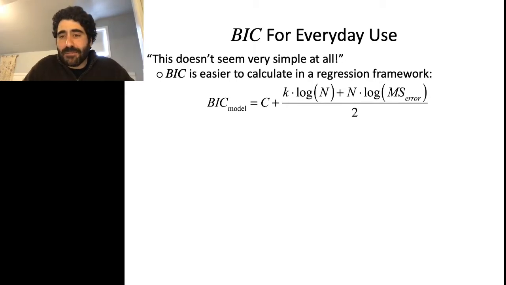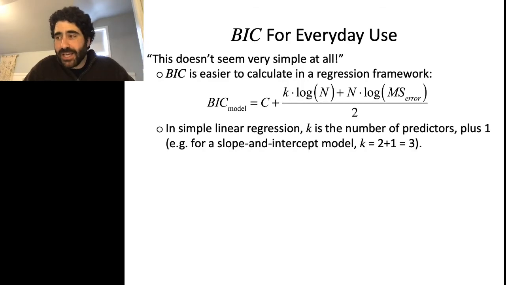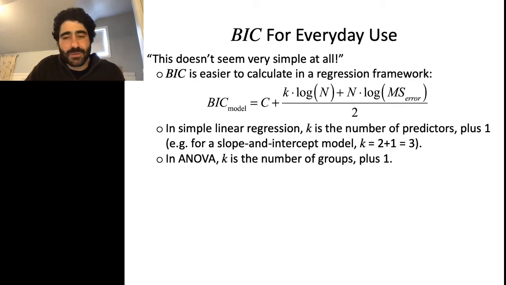First, let's talk about K. In at least a simple linear regression, K is the number of predictors plus 1, where the number of predictors is basically the number of coefficients in our linear regression, and the slope also counts as a predictor. Then we add 1 on top of that. So in a simple slope and intercept model, a simple linear regression where we just have a single variable with a slope attached to it, and then we have an intercept, and then we add 1, this would give us K equals 3. For an ANOVA, K here is the number of groups plus 1.